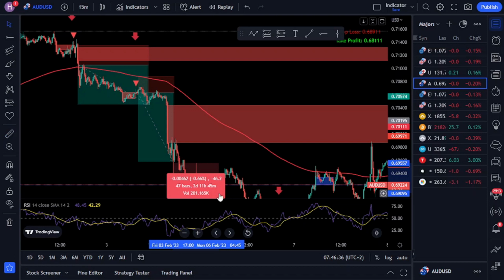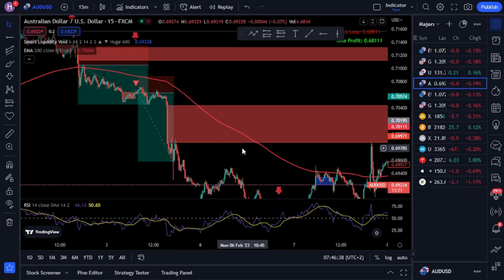This doesn't mean that every trade is going to be a winner. Otherwise, they wouldn't have called it trading. However, following the simple rule of a 1 to 2 risk to reward, your account will grow exponentially.